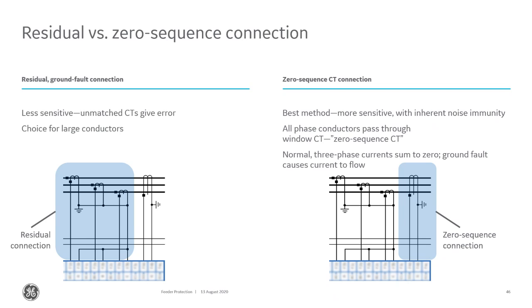The problem is the installation of the zero sequence CT. Now I've got to fit all three conductors, all three wires, into that hole on the CT, and I've got to ground that CT properly. So the installation might be a little more difficult.